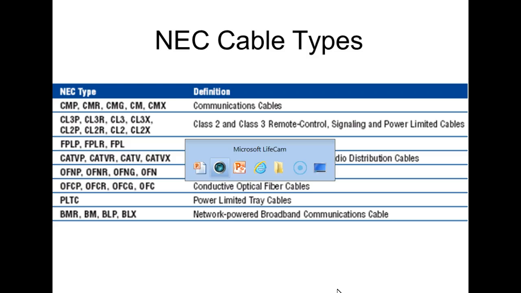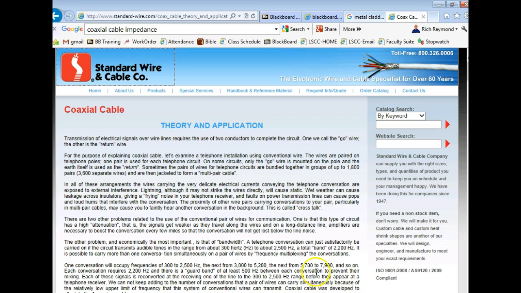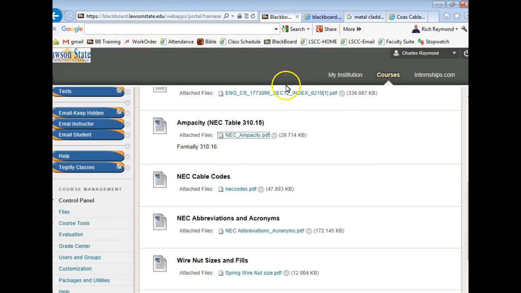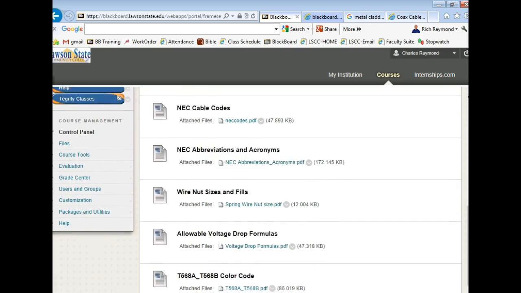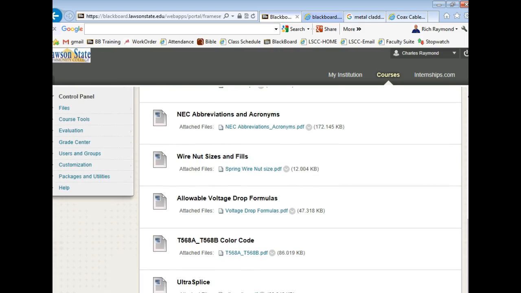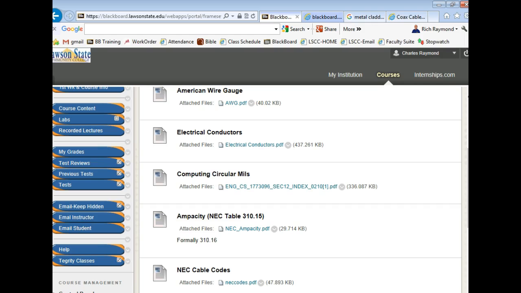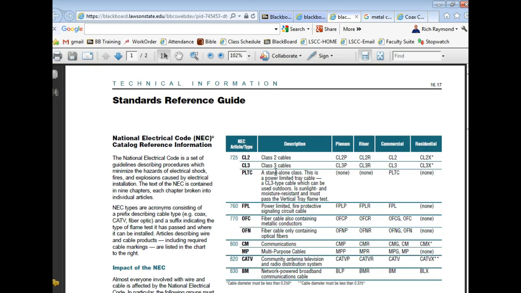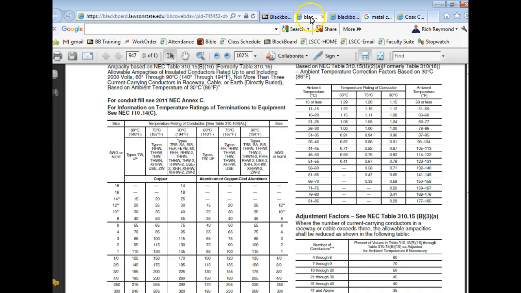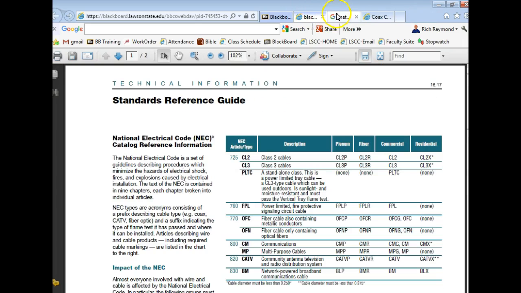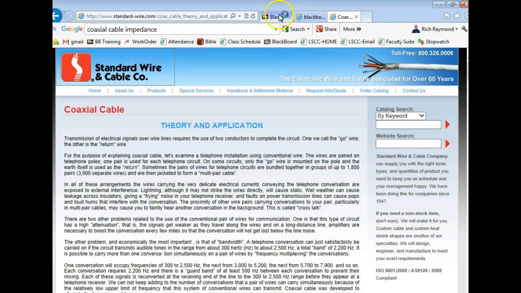So I think that cross-reference is, let me go back to Blackboard if I'm still logged in. Let's see if, I don't think that's it. Circular Mills ampacity. I don't think it's this either. I think this is probably labeled wrong. No. See, we're through that one, through this one, through this one.